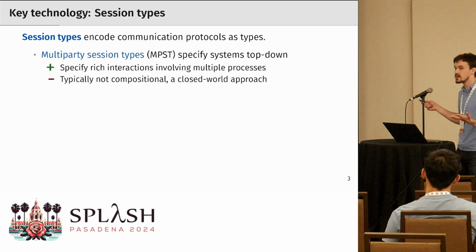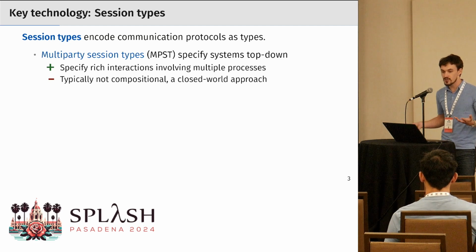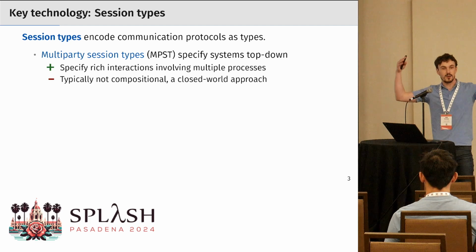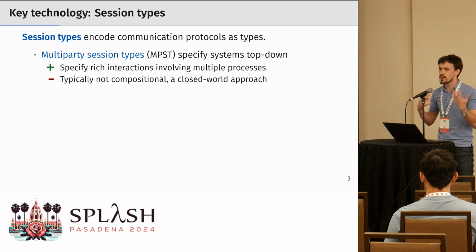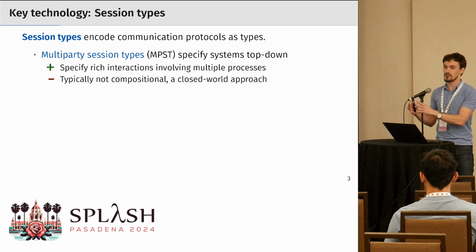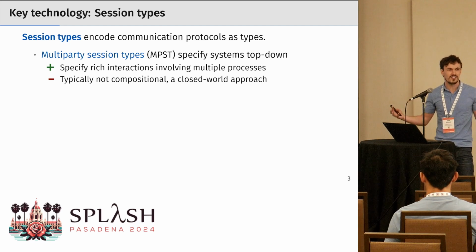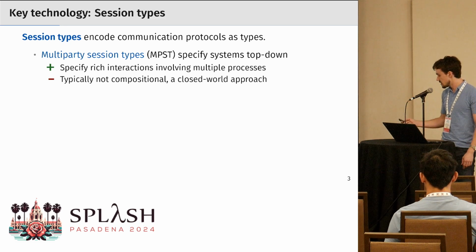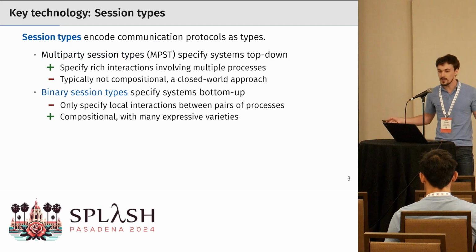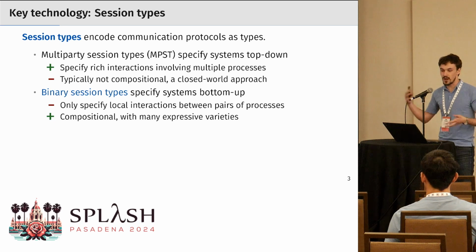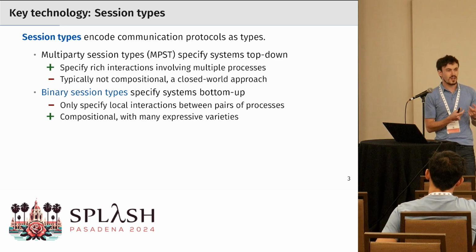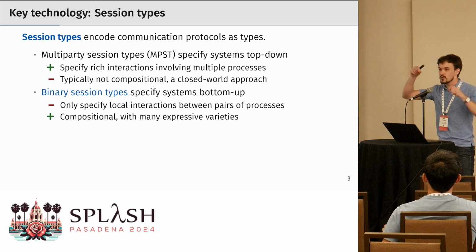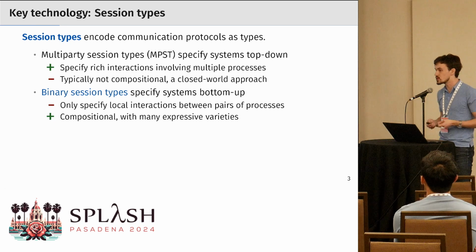There are two main varieties of session types. Multi-party session types let us specify communicating systems top-down. We can specify all sorts of interactions between collections of processes at a time, but the catch is multi-party session types typically aren't compositional. It's really a global approach where we must specify the entire system at once. In contrast, we have binary session types that let us specify systems bottom-up. They're compositional, and they have all sorts of interesting varieties, but the catch is we can only specify local behaviors between pairs of processes, so it's a very local approach.